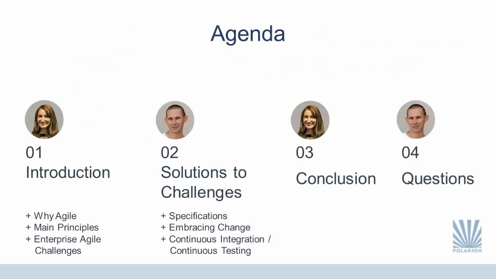This is our agenda for today. So we'll have at the beginning an introduction where I will let you know why we are talking about Agile, what are the main principles, and what are the main enterprise Agile challenges. Then the longest part of the webinar will be presented by Jiří. He will speak about some solutions to these challenges and mainly about specifications, embracing change, and continuous integration and testing. Then I will have a quick conclusion, and at the end we will have about 10 minutes of questions from your side. So let's begin.